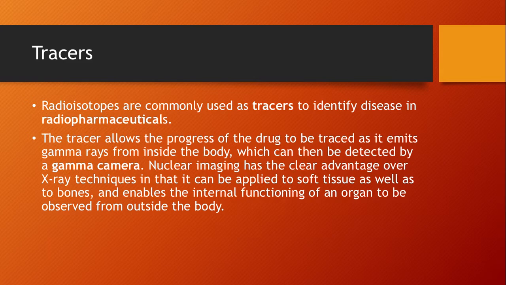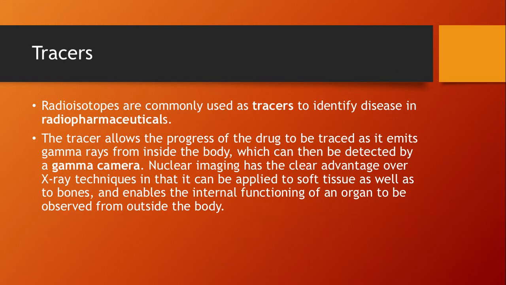Radioisotopes are commonly used as tracers to identify disease in radiopharmaceuticals. The tracer allows the progress of the drug to be traced as it emits gamma rays from inside the body, which can then be detected by a gamma camera. Nuclear imaging has the clear advantage over X-ray techniques in that it can be applied to soft tissue as well as to bones, and enables the internal functioning of an organ to be observed from outside the body.